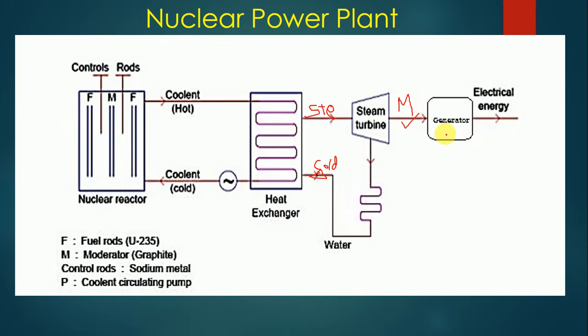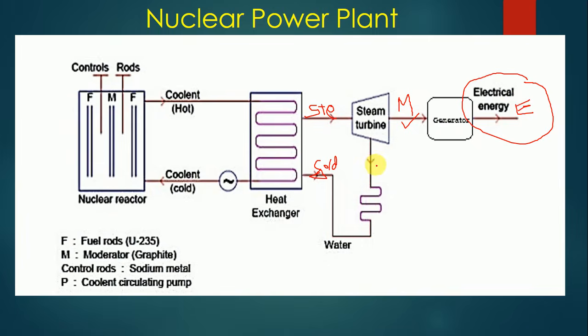This output energy will be given to the generator. Now what will the generator do? The generator will take mechanical energy as input, and it will give output as electrical energy. So here we have electrical energy as the output, and that is the total aim of this power plant. So the steam turbine converted steam energy into mechanical energy, and mechanical energy gets converted into electrical energy by using the generator.